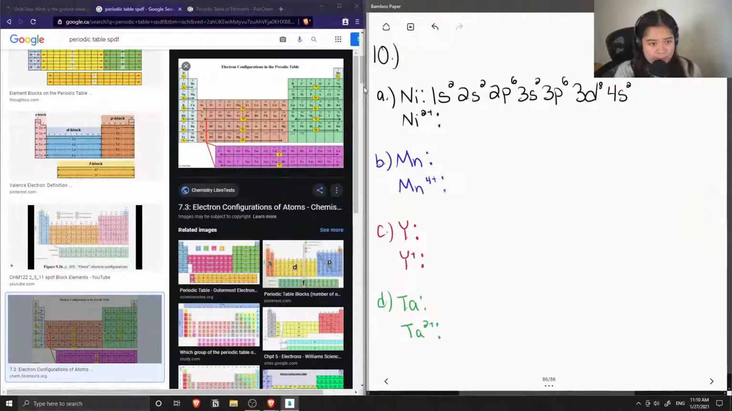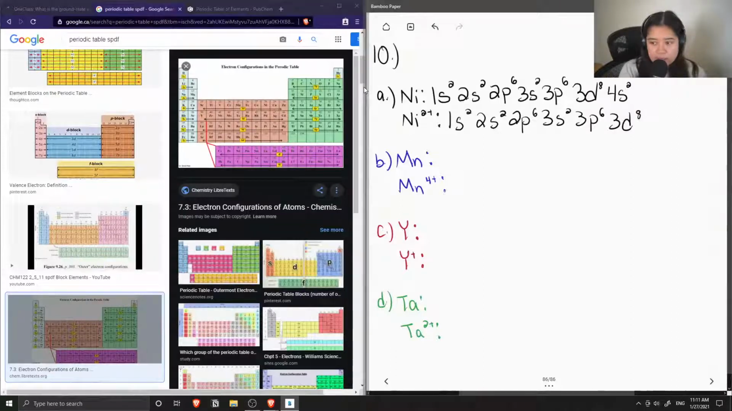So now let's see what happens if we were to remove 2 electrons. So now nickel has a positive 2 charge. Since 2 electrons got removed, they were removed from the 4s orbital. So now our new electron configuration looks the same, except the last two 4s2 electrons are now gone. Okay, so these are the electron configurations for nickel and nickel 2+.